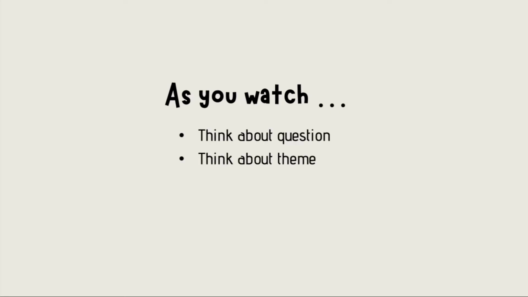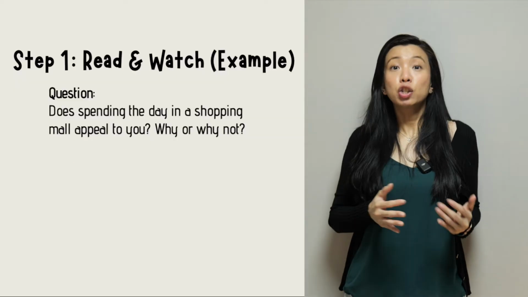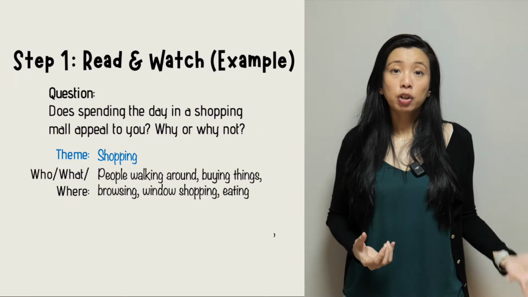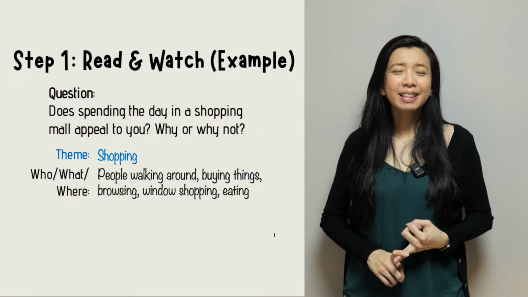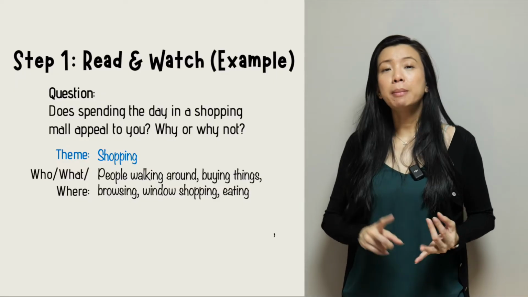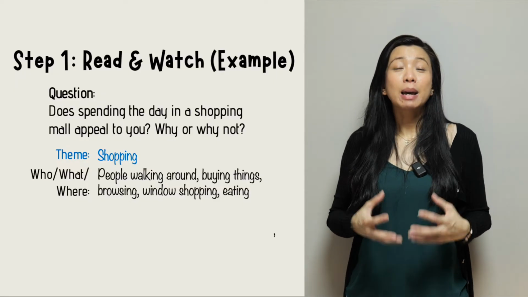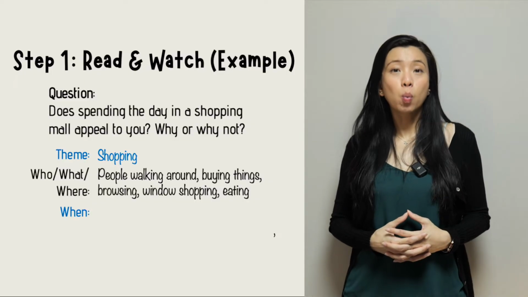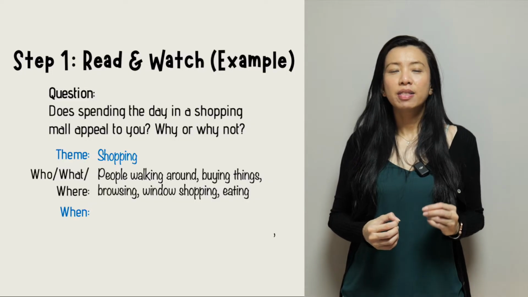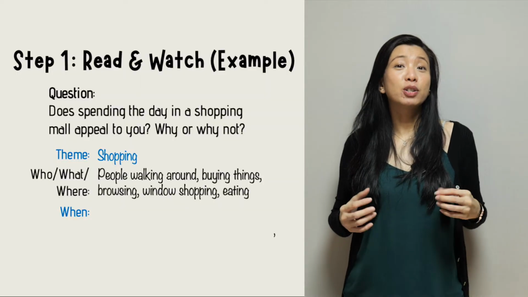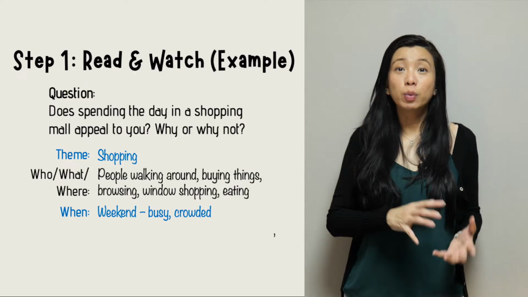So as I watched the video, I would think about the question and I could think about the overall theme and the 5 W's and 1 H. So the theme could be something like shopping. The who, what, and where could be people in this shopping mall walking around, buying things, maybe browsing through things or window shopping. There could be families, teenagers, all the different types of people who are usually found in a shopping mall. To answer the question when, if the video showed that the mall was really crowded and busy, so I could probably assume that this video took place on a weekend.